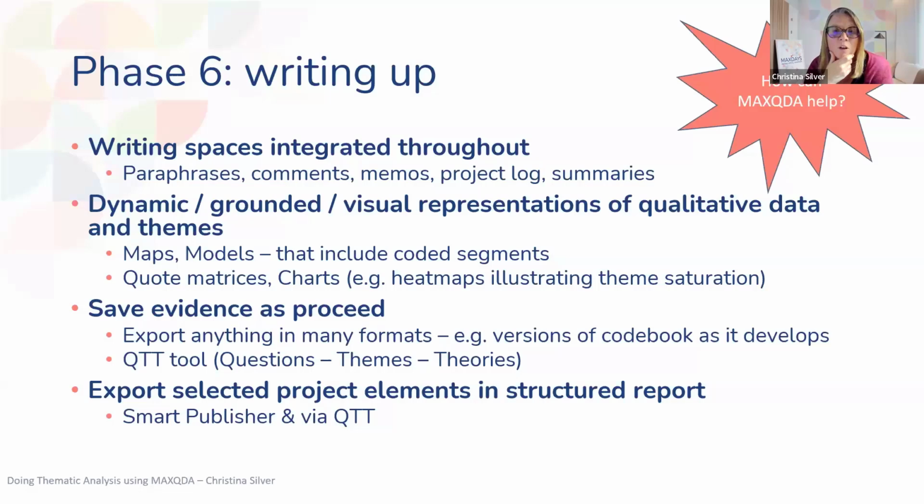And then if you haven't looked at the QTT tool yet, then I'd highly recommend that you do that, because that's like a repository in MAXQDA where you can start to pull in the evidence for each theme. You might have a worksheet in the QTT tool for each theme, and then you're pulling in the evidence from your data and all of the different levels you've been working at there. You might also have a worksheet for each research question and so on, and you're pulling it all in.